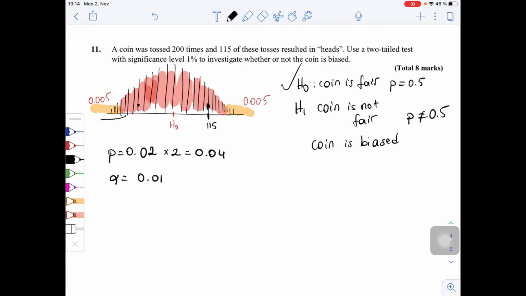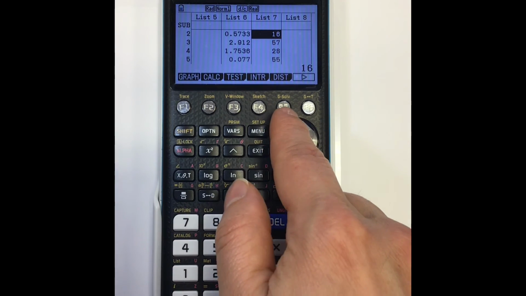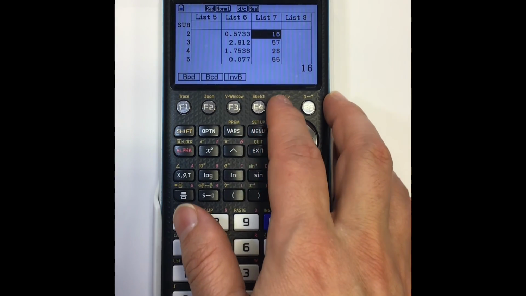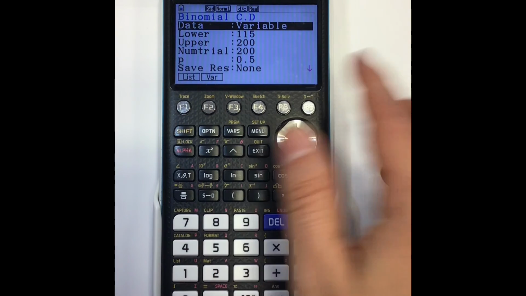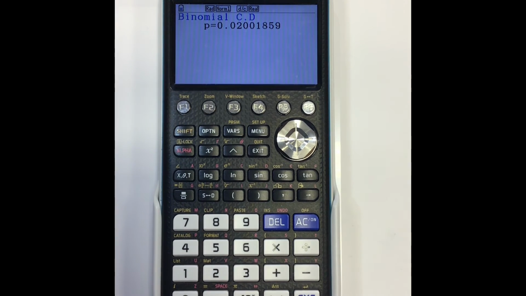There are two other ways. Let's look at the calculator now. The first way we did, we went to the distribution, and then binomial distribution, binomial CD, and typed in those values, and then looked at my probability, 0.02. This is for one part. So for two parts, I'm going to add them. So this is 0.04, which is greater than alpha. So I accept the null hypothesis.